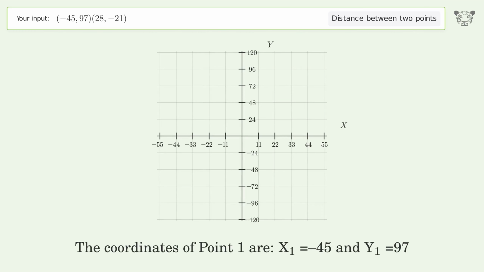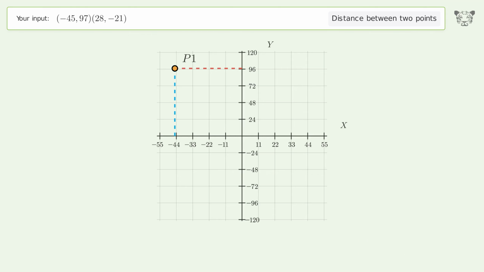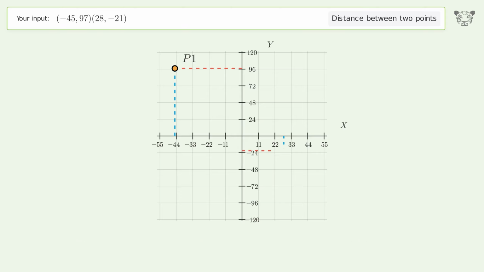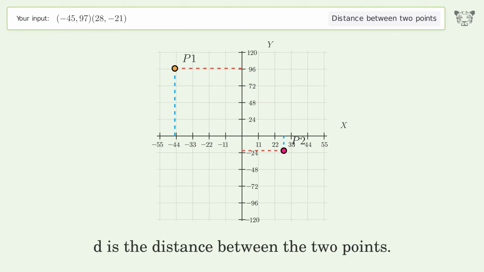The coordinates of point 1 are x1 equals -45 and y1 equals 97. The coordinates of point 2 are x2 equals 28 and y2 equals -21. D is the distance between the 2 points.